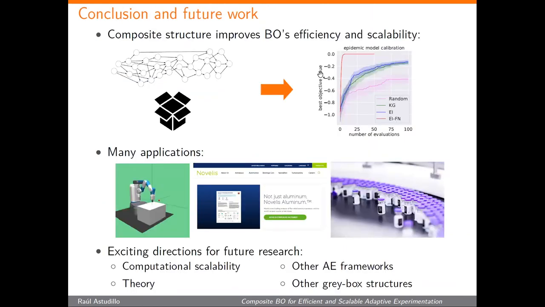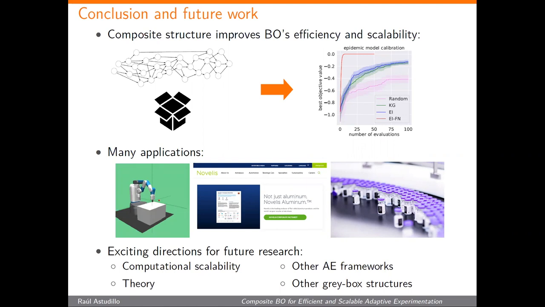Okay, so now let me summarize my talk very quickly. Here I talk about composite structure and how this can be used to improve the efficiency and scalability of Bayesian optimization methods. There are many cool applications from robot control to materials design, and potentially at some point we're gonna be able to do drug discovery with these kinds of approaches. And I believe there are many exciting directions for future research. But things like improving the computational scalability of these methods is gonna be very important.